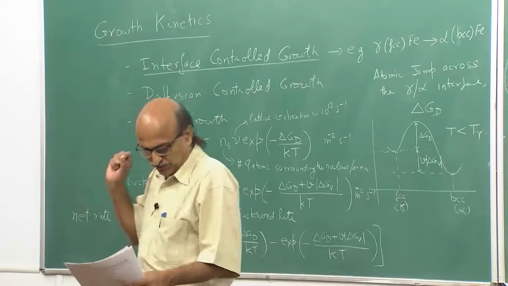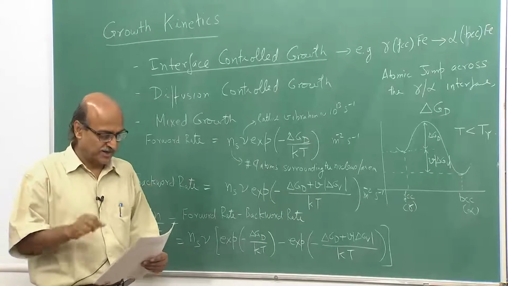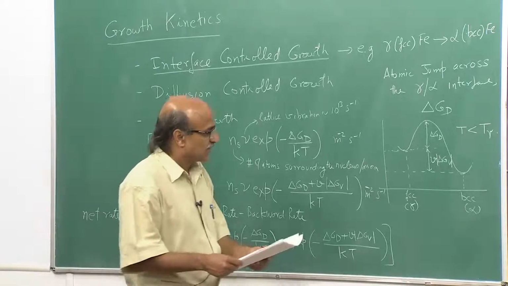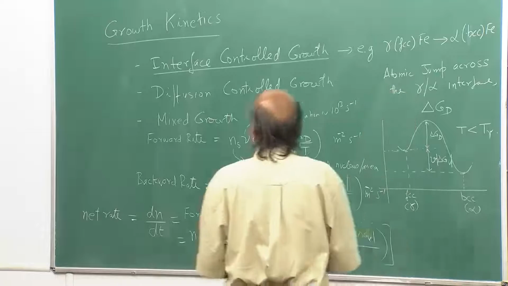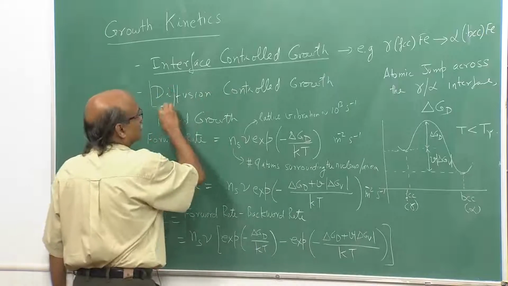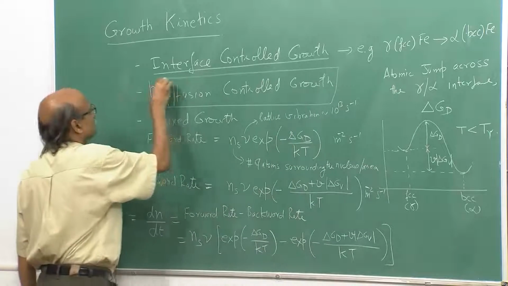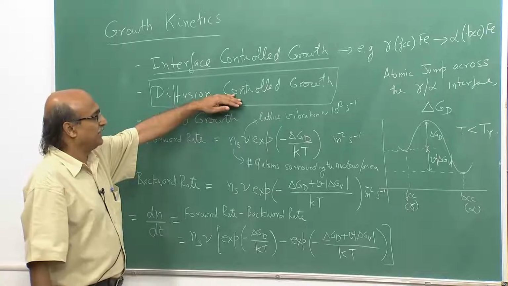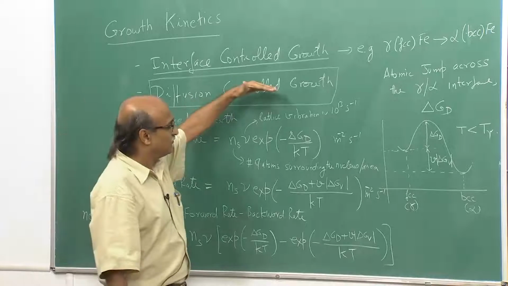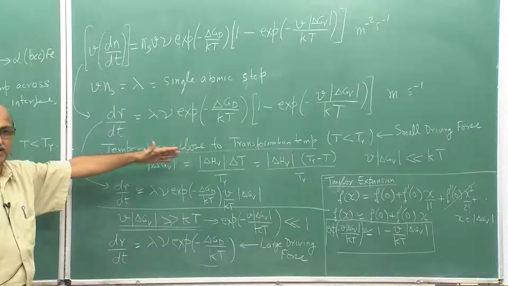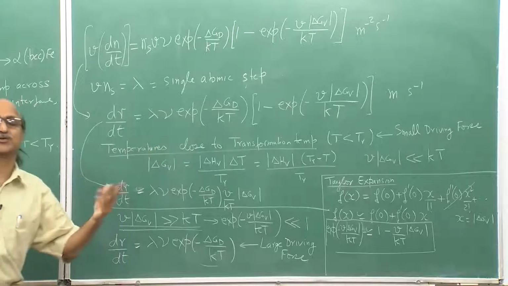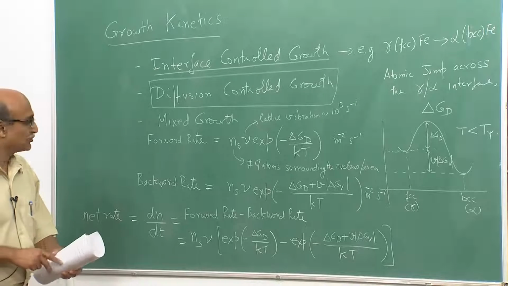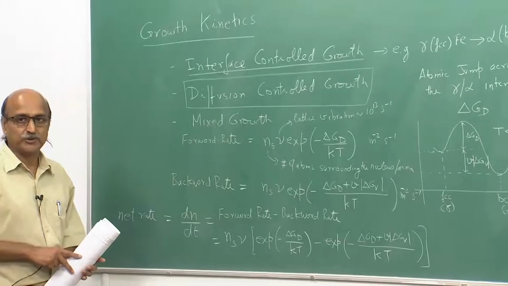Now, this was all that I wanted to discuss regarding interface controlled growth, and in the next lecture let us look at diffusion controlled growth, and this is quite important. We would also find that if we have diffusion control, then growth rate will no longer be a constant. It itself is going to vary with time. So, with this I will stop here and we will continue in the next lecture.